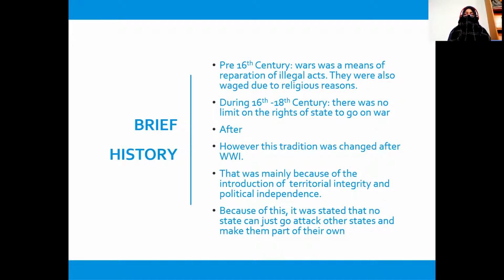However, after the 19th century, when World War I happened, this tradition changed, and the concept of state sovereignty was introduced. There was also the concept of territorial integrity and political independence. The concept was that every state has territorial integrity and is politically independent, and no other state has the right to intervene in these rights, and a state cannot just go and wage war on another state. Because of this, it was stated that states cannot freely wage war on each other without any superior authority or without any motive.